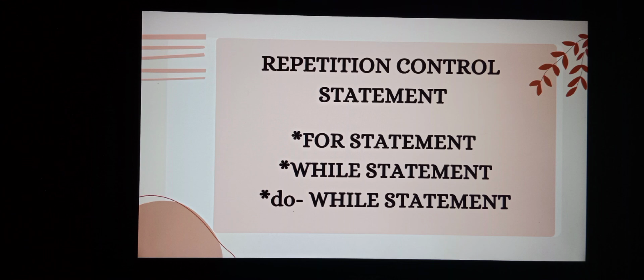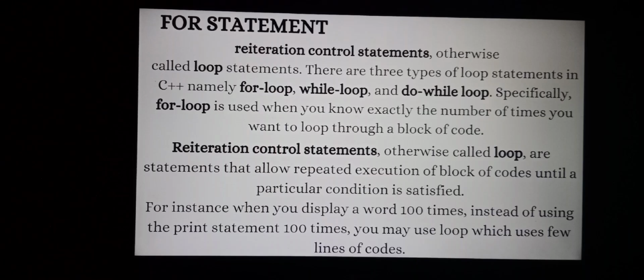Repetition control statement. Our topic is for statement, while statement, and do while statement. For statement: repetition control statement, otherwise called loop statement. There are three types of loop statement in C++, namely for loop, while loop, and do while loop. Specifically, for loop is used when you know exactly the number of times you want to loop through a block of code. Repetition control statements, otherwise called loops, are statements that allow repeat execution of blocks of code until a particular condition is satisfied.